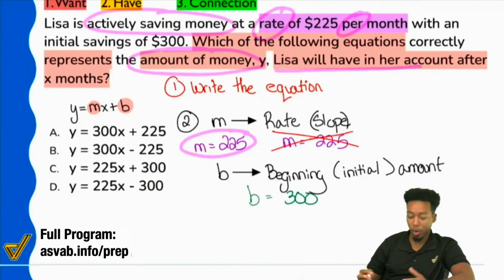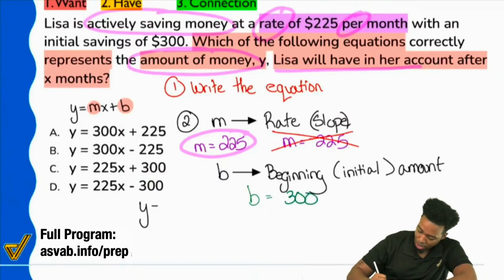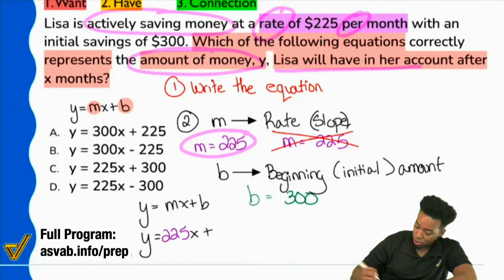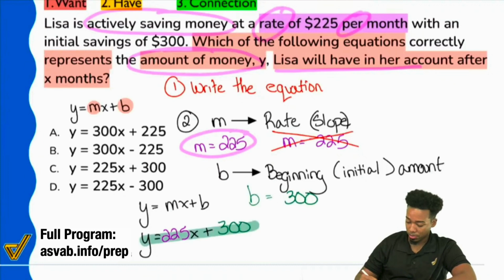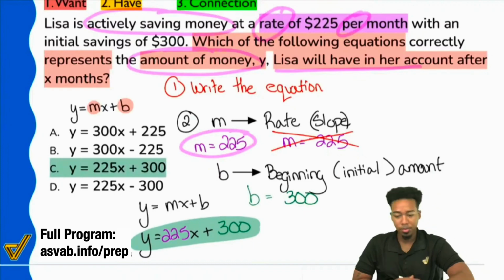And so here's our equation, everybody. y equals mx plus b. So that means that y will equal m, which is 225, x plus the initial value, the initial $300 that was there from the get-go. And there it is. There's your correct answer. And so therefore, the correct answer, everybody, is C.